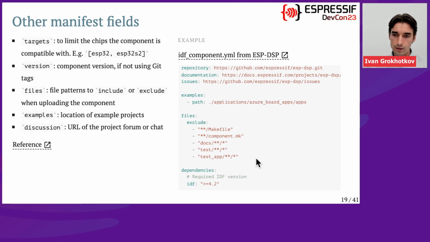Also, we can exclude some files from uploading. For example, if you have large files, or if you have some files which are just not necessary for using the component, such as maybe tests or some CI related files, you can exclude them and then they will not be uploaded to the component registry. For more fields that can be specified in the component manifest, such as target, version, and so on, you can check the reference link over here.